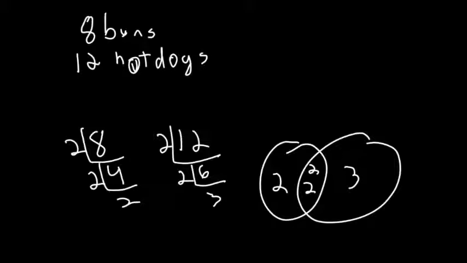So 2 times 2 is 4. 4 times 2 is 8. 8 times 3 is 24. So you would have to buy 24 total buns and 24 hot dogs. So that would be 3 packages of buns and 2 packages of hot dogs to have the same amount.